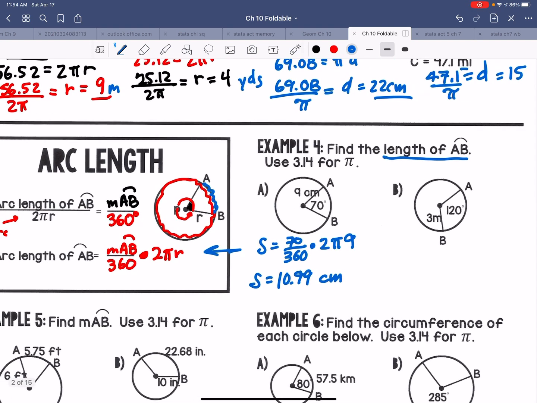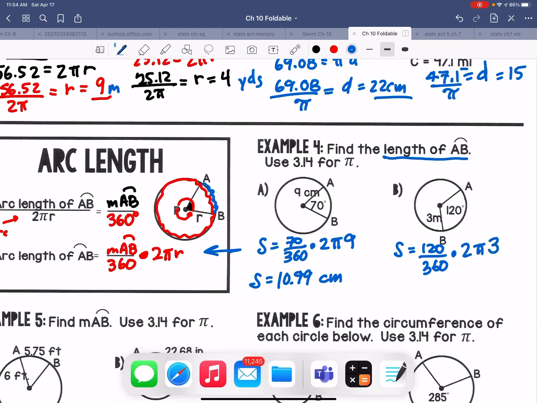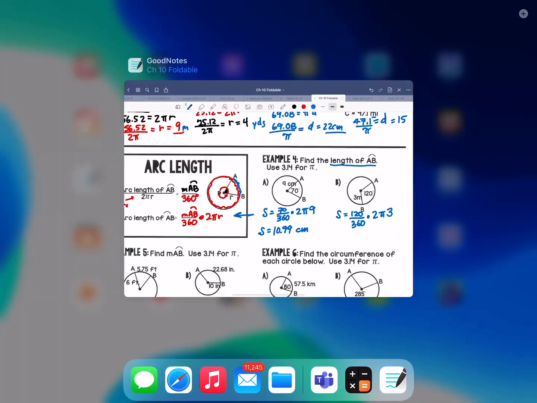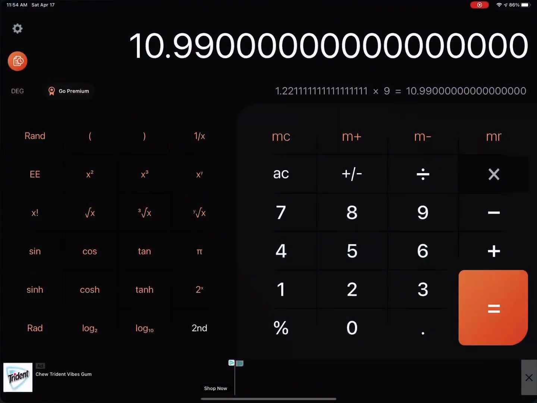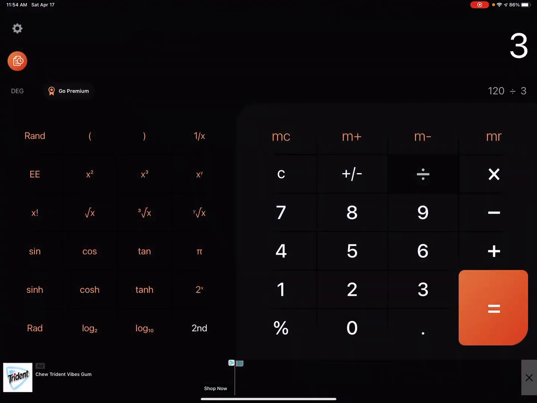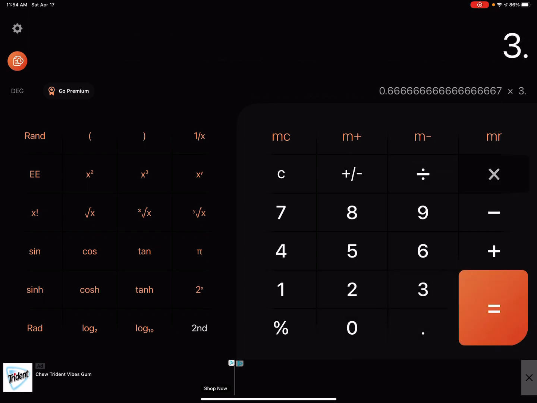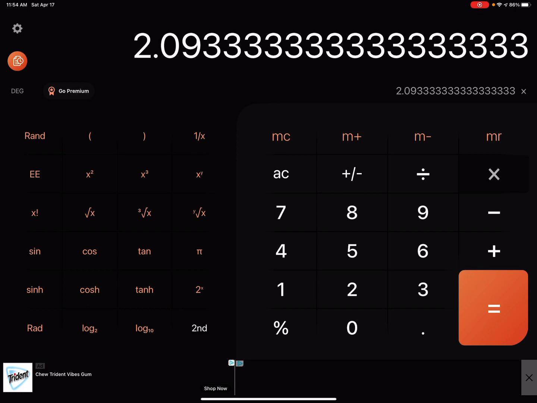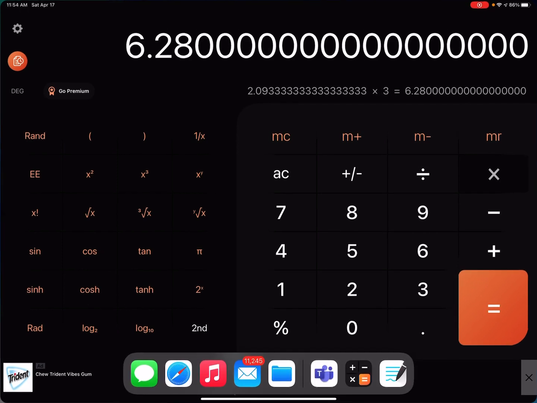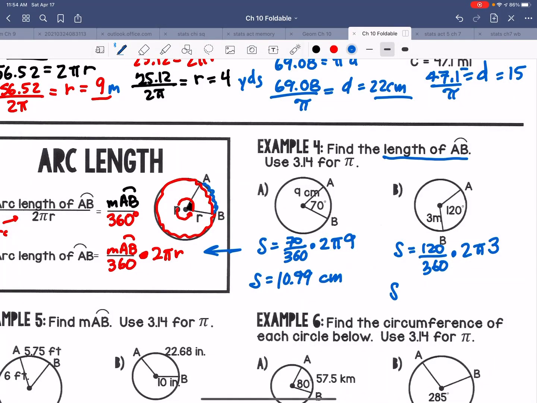Okay, and now B, same formula. S is equal to the ratio the angle makes, 120 over 360, times the circumference, 2 pi and 3. So 120 over 360, 2 pi 3. That gives .28.